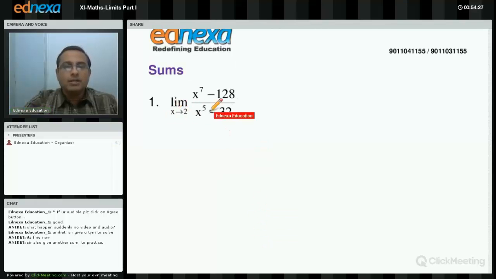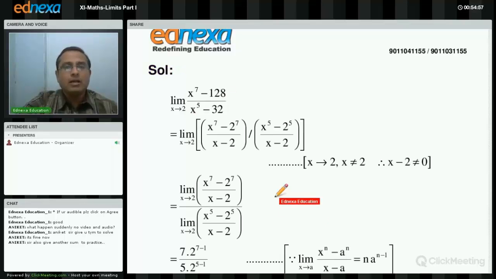In fact, this is the first sum. Limit of x raised to 7 minus 128 upon x raised to 5 minus 32 as x tends to 2. Now can we take the limit in the very first step? The answer is no, because 2 raised to 7 is 128, less 128 is 0. Denominator, 2 raised to 5 is 32, less 32 is 0. So clearly we cannot evaluate the limit in the very first step.